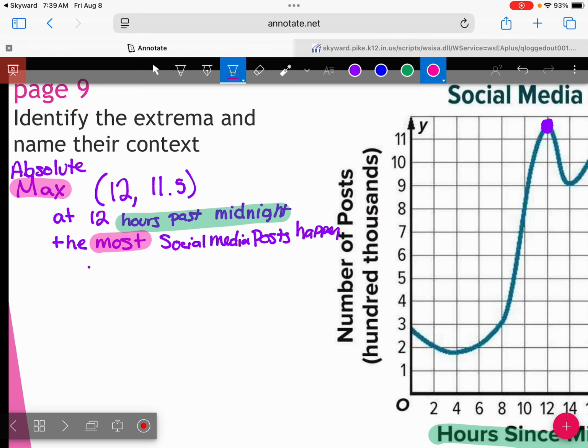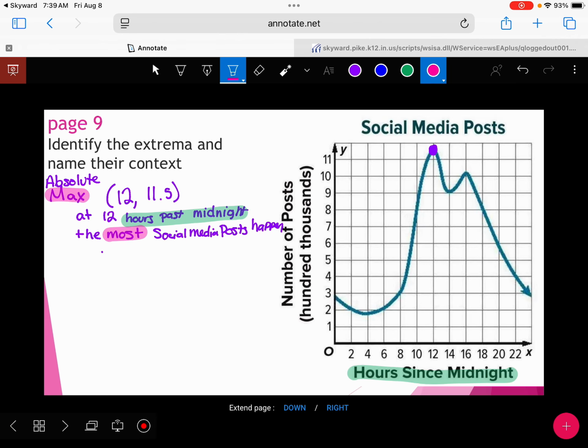As far as the context, you can also just put, just like we did before, at 12 hours past midnight, there are 11.5 million social media posts. Totally fine. You can do the plug and chug just like we did for context the other day. So we have a few other extrema to notice on here. I'm not going to write out the full sentences of context on the rest of them. I just wanted to see how we could work our extrema in.